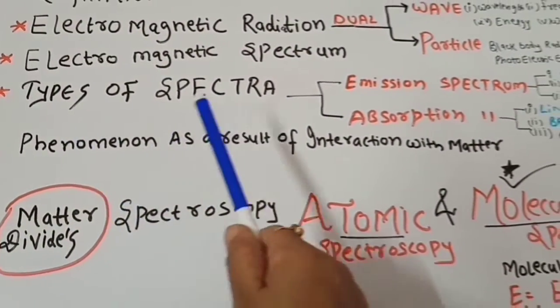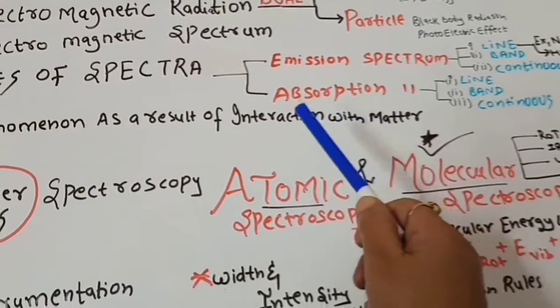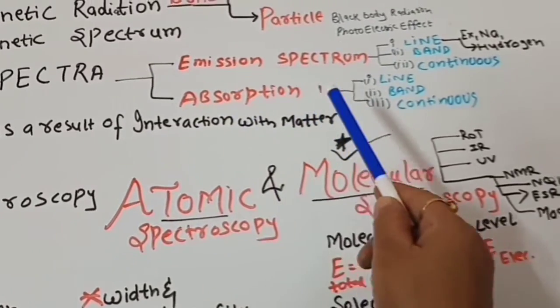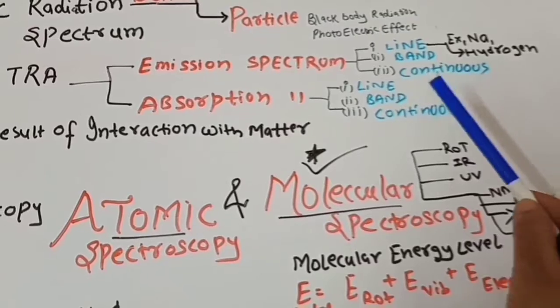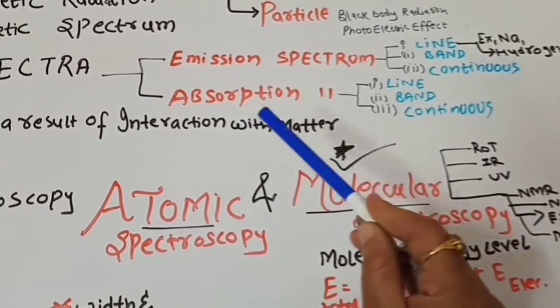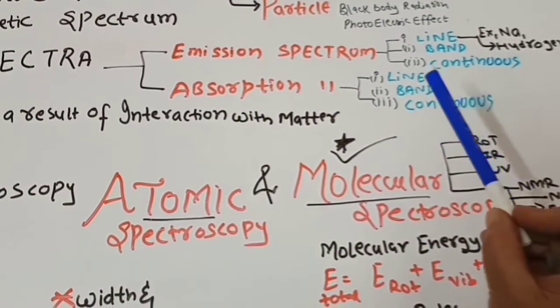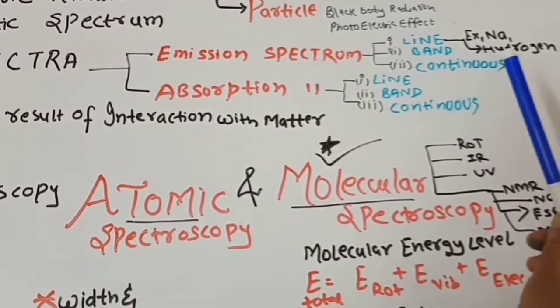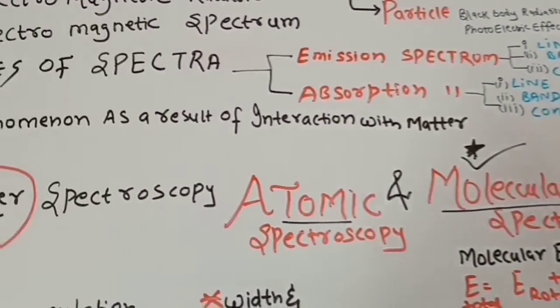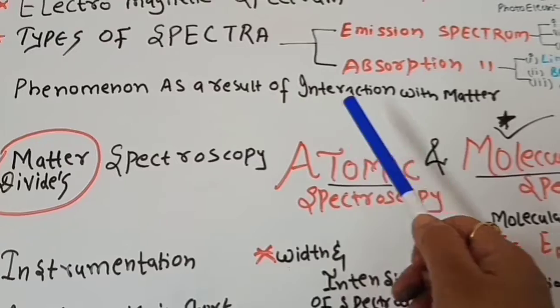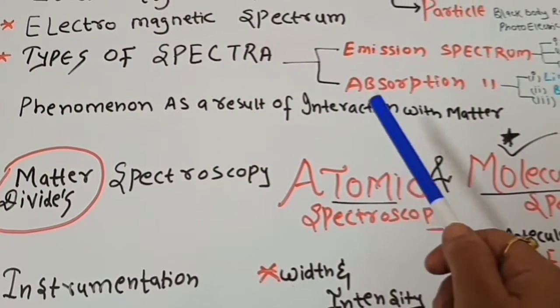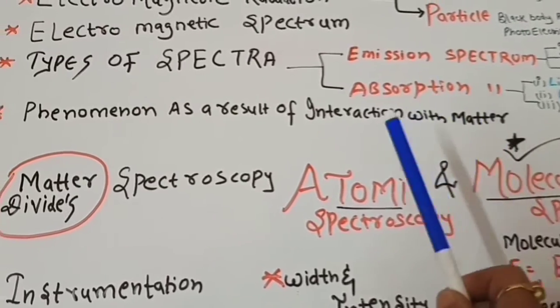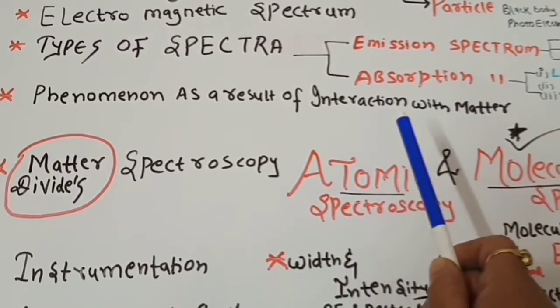Then what the types of spectra are, emission spectrum and absorption spectrum. The emission spectra are also classified into three categories, that is line spectrum, band spectrum, continuous spectrum. Similarly, absorption spectrum is also classified into 3 categories. I have explained the example of sodium and the hydrogen spectrum here. Then the phenomena as a result of interaction with matter. So what phenomena take place, like scattering, diffraction, refraction, the different phenomena are described here.